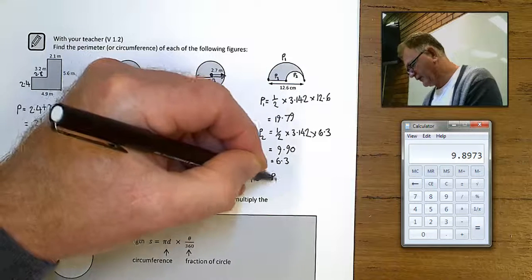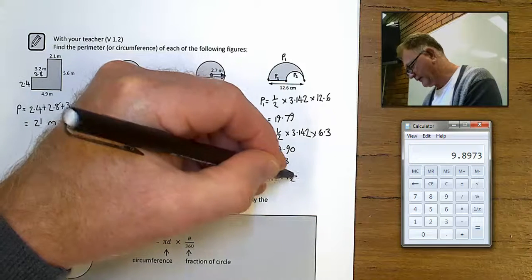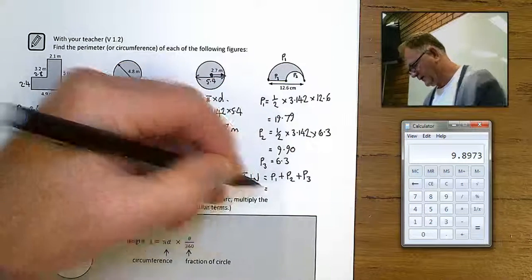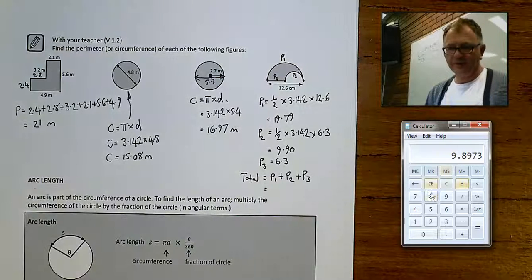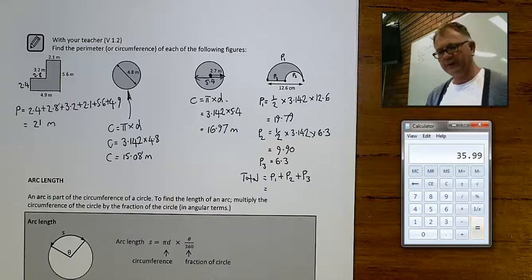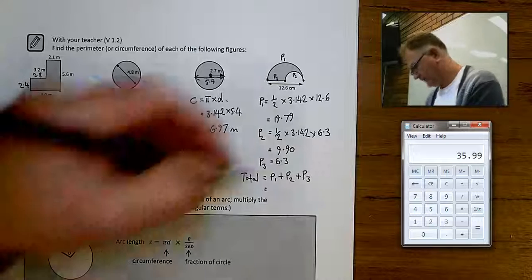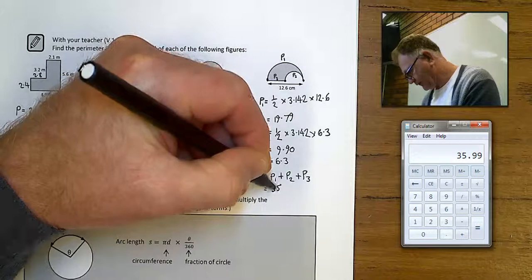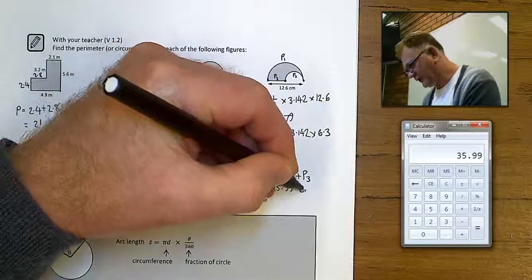So to get the total, I'm just going to add together all those different bits of perimeter, and I'll get 19.79 plus 9.9 plus 6.3. Total perimeter of that shape is 35.99. And we were measuring this one in centimetres.